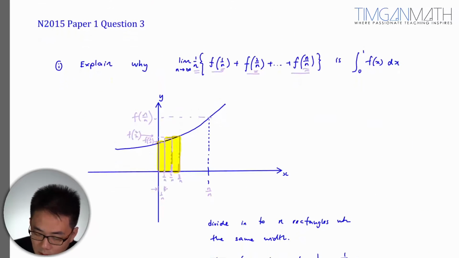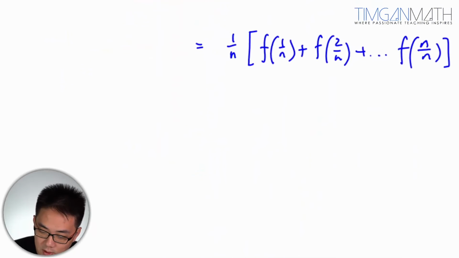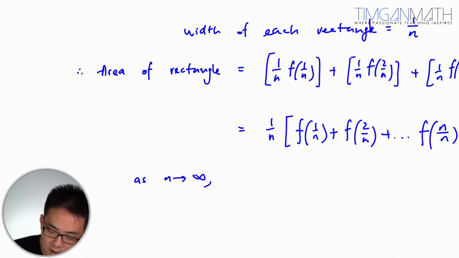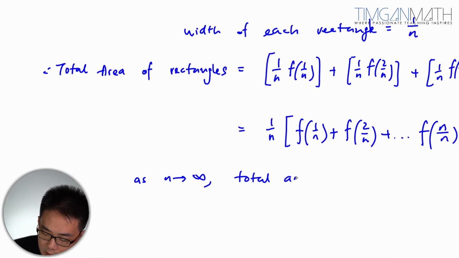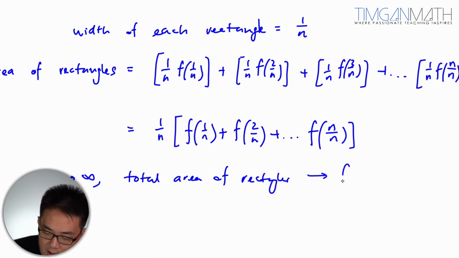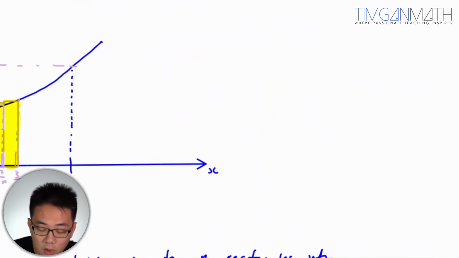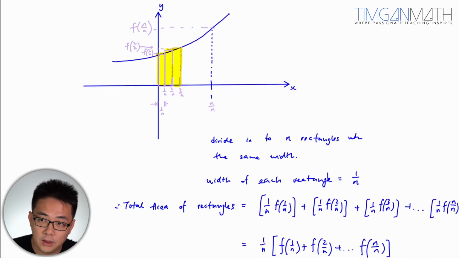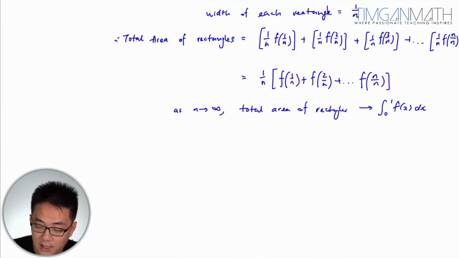That's how we show it. As n goes to infinity, the total area of the rectangles becomes the actual area under the graph. This is just an estimate. Imagine the more n you use, the more packed the rectangles become. It's actually the Riemann sum under the curve. The more rectangles I use, the more it becomes the area under the graph here.